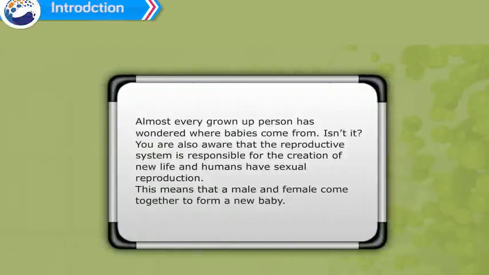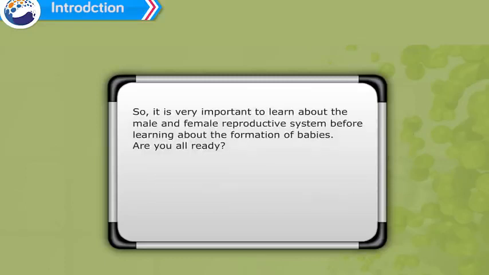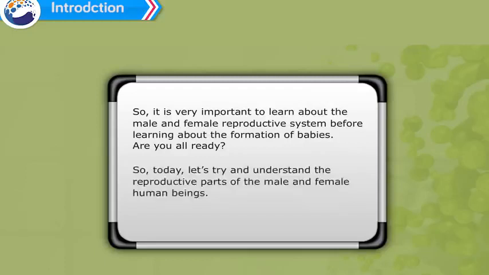Almost every grown-up person has wondered where babies come from, isn't it? You are also aware that the reproductive system is responsible for the creation of new life, and humans have sexual reproduction. This means that a male and female come together to form a new baby. So, it is very important to learn about the male and female reproductive system before learning about the formation of babies. So today, let's try and understand the reproductive parts of the male and female human beings.